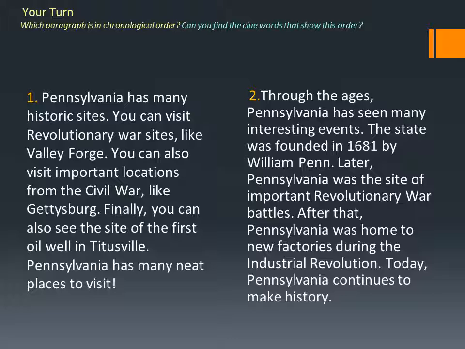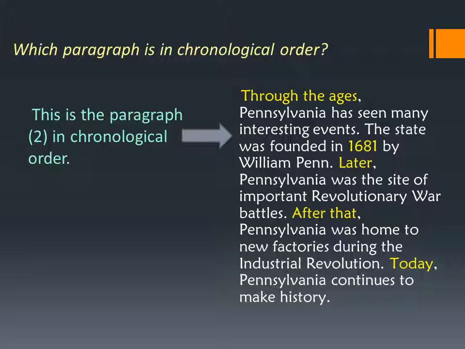So it's your turn, and now there are two paragraphs up on the screen. You have to decide which one is in chronological order. I'll leave you to do this for 2 minutes. Now, if you read the two texts, you will see that the second paragraph is in chronological order because it talks about the events that happened in Pennsylvania through the ages. They've used dates, numbers, and words like later, after that, and today. So that's one way the text structure can be organized, in chronological order.